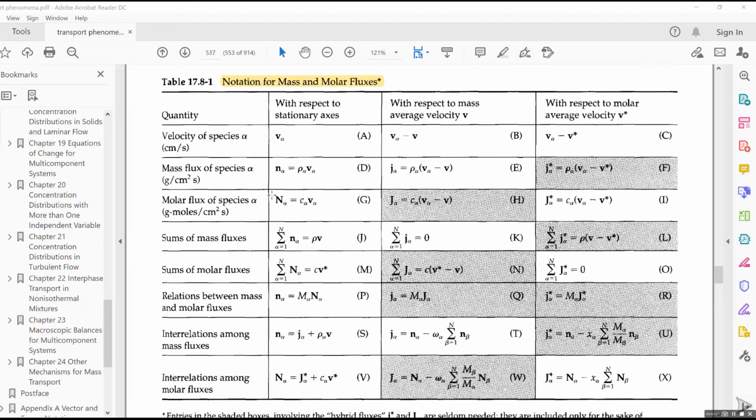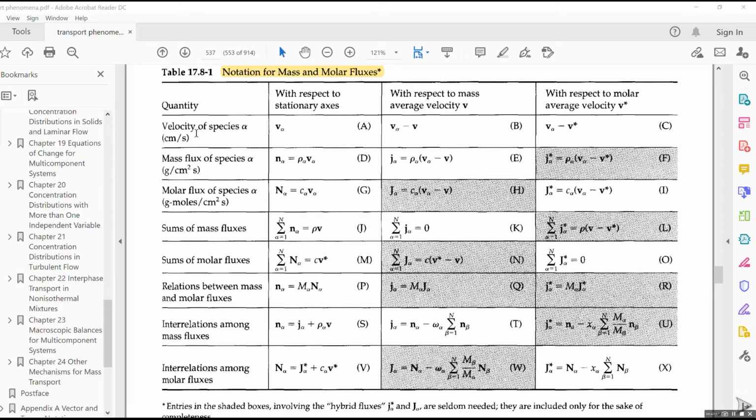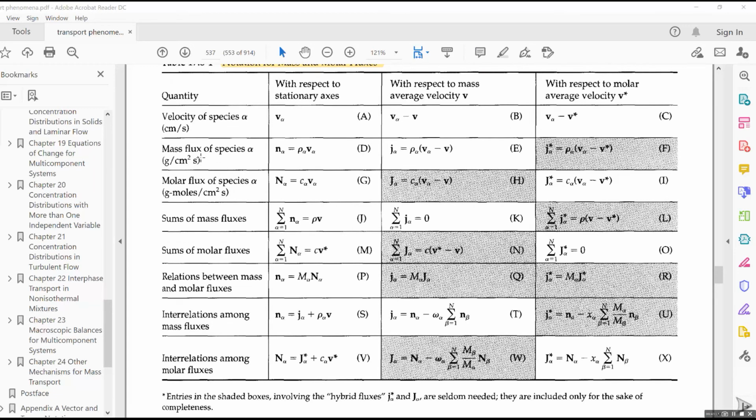Just to summarize here. Let's say the velocity of the species alpha is defined by this v alpha, in centimeter per second, and with respect to mass average velocity, this is the species average velocity with respect to mass average velocity, and with respect to molar average velocity it is v star. We defined all these things above. Now about this system, what is the mass flux for the species alpha, in gram per centimeter square per second, defined by n alpha is rho alpha v alpha.